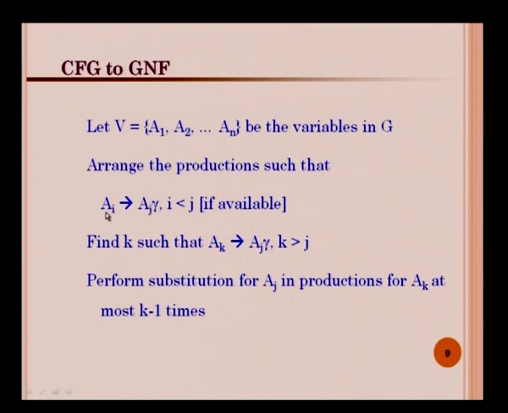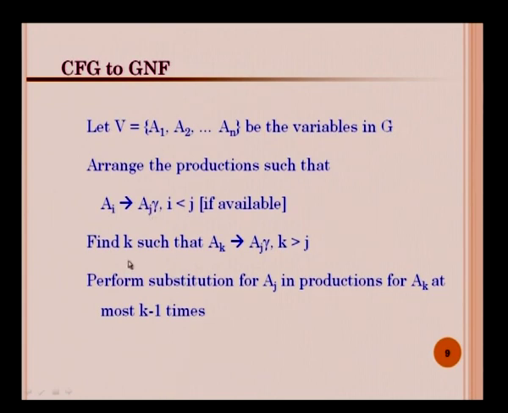So in this case, we find that Ai is deriving a right hand side starting with a variable called Aj, which is higher in order as far as that listing is concerned. But this may not happen always, because if every time you introduce a new variable on the right hand side, the grammar will be a useless grammar. So there is a need for at least one or more productions where the right hand side starts with a variable which you have already encountered or already listed.